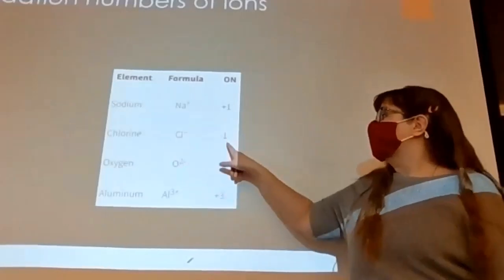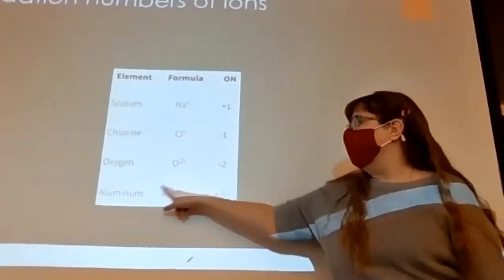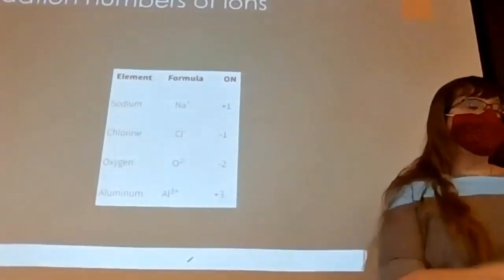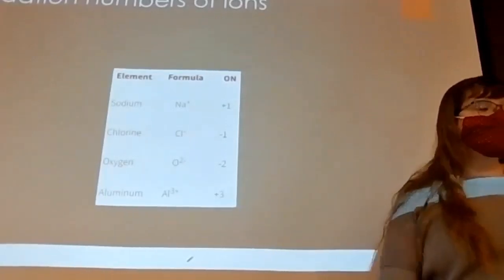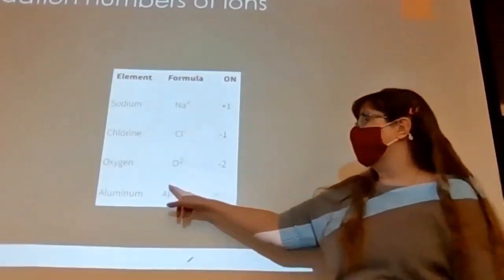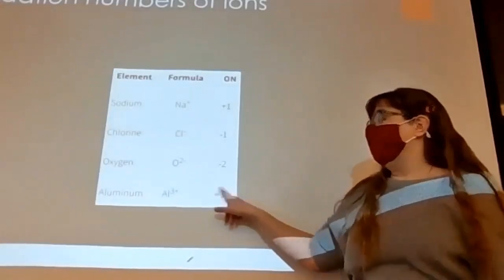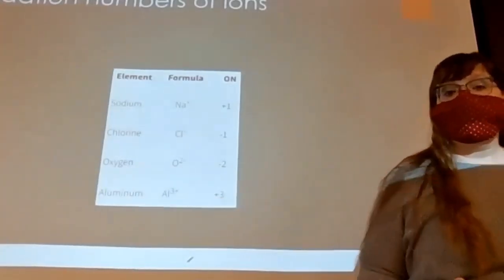Chlorine has a minus, so it's a -1. Aluminum in this case has a 3+. Now, if I just have a sheet of aluminum metal, that's going to be 0. But in this case, there's a charge on it, and so there's a 3+ present.